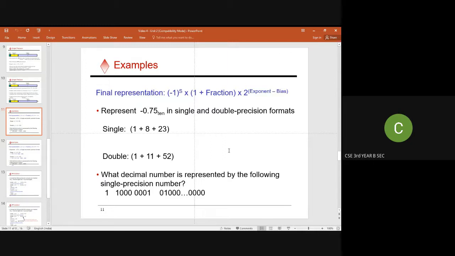For example, how are we going to represent minus 0.75? This is given in decimal representation, and now we are going to represent it in single and double precision format. In single precision, the first bit is the sign bit, the next 8 bits are for the exponent, and the remaining 23 bits are used for the mantissa. In double precision, the first 1 bit is assigned for the sign bit, 11 bits are for the exponent, and 52 bits are the mantissa part. So this is how we represent minus 0.75.